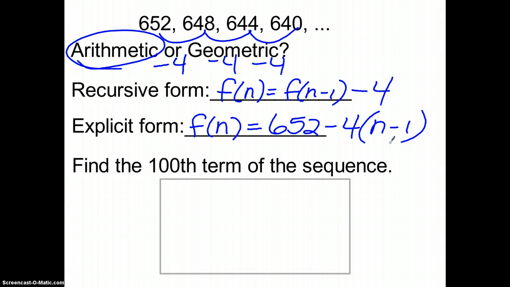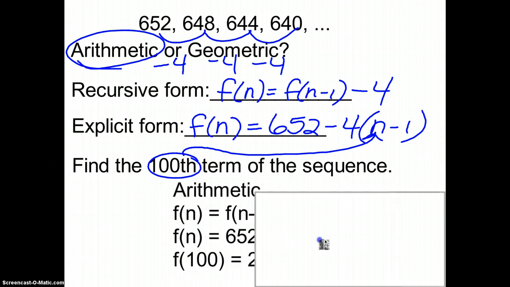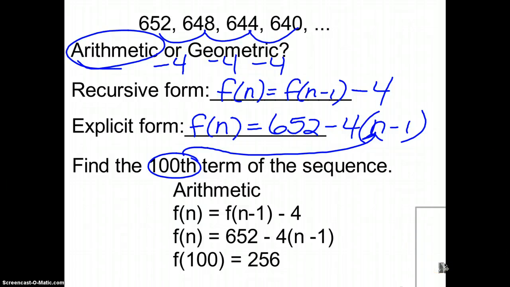Find the 100th term of the sequence. So I'd plug in 100 for n, and in that case, I have to check what I wrote under here. If we plug in 100, we're going to get 256. And that is our answer.